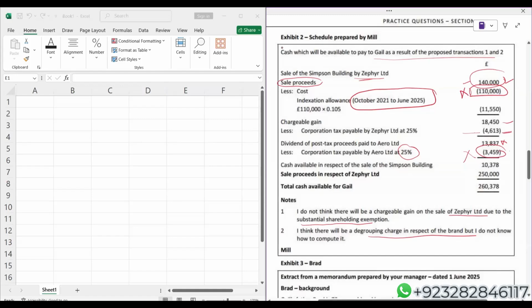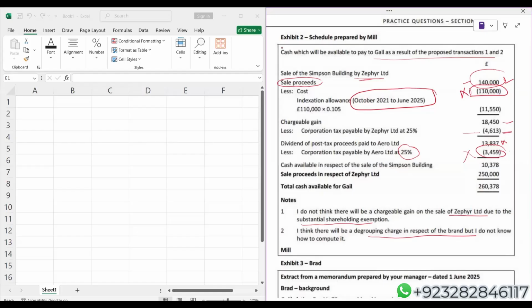Why are we talking about sale proceed being equal to indexed cost? Indexed cost means cost plus indexation allowance. Why are we highlighting indexation allowance? Because the building was bought before December 17. And logically, indexation allowance is available till December 17. After that, there is no indexation allowance.